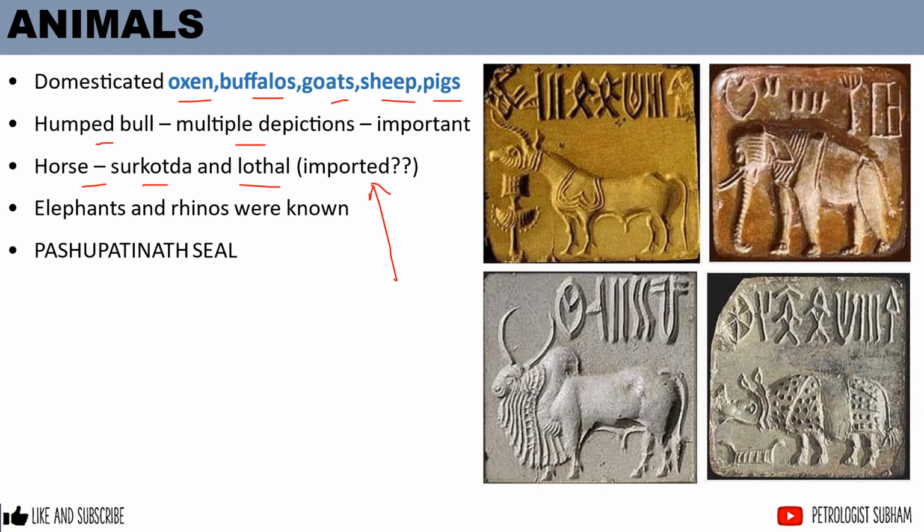Okay, elephants and rhinos were known to the people, and there was evidence of the Pashupatinath seal, or the god of all the animals, which represents in today's world Lord Shiva.